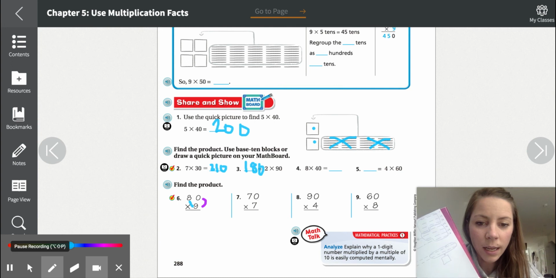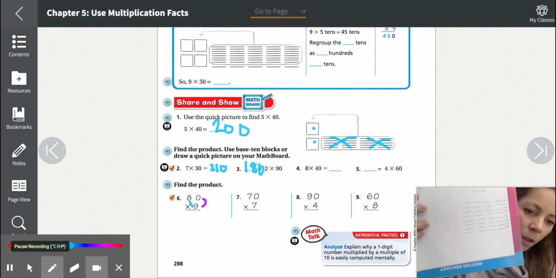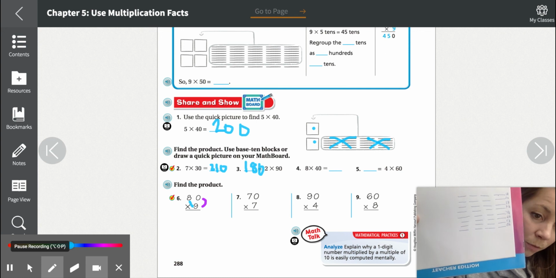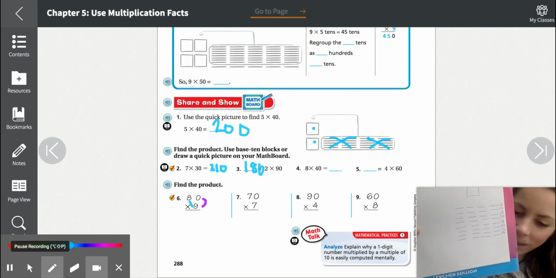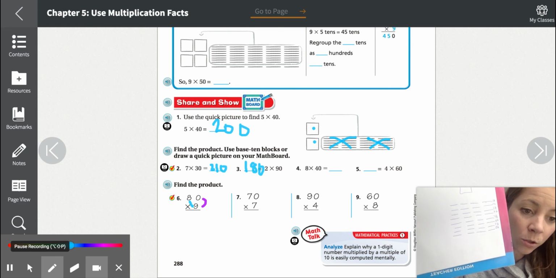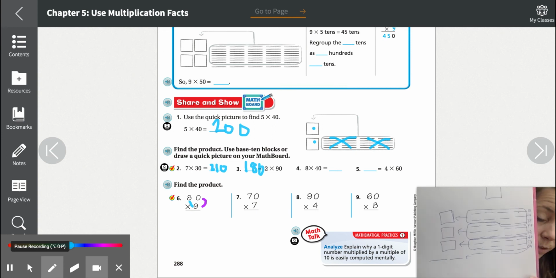All right, and the next one, 8 times 40, 8 groups of 40. All right, here's my 8 groups of 40. Those sticks, remember, are like really quick ways of doing 10 sticks. Okay, and now I'm going to circle them in groups of 10. Okay, so now I was able to get 3 groups of 10. So 10 tens is 100, so 3 hundreds, and then there are 2 tens left over. 320.